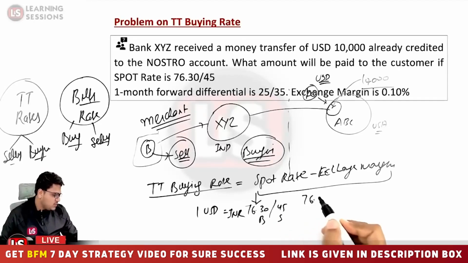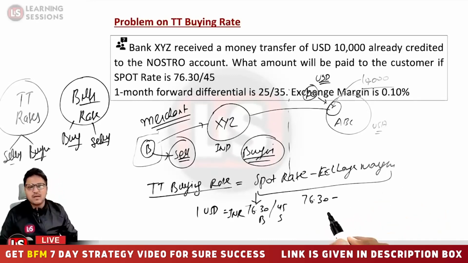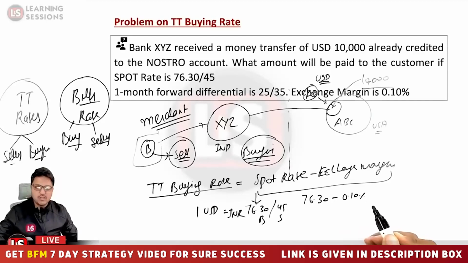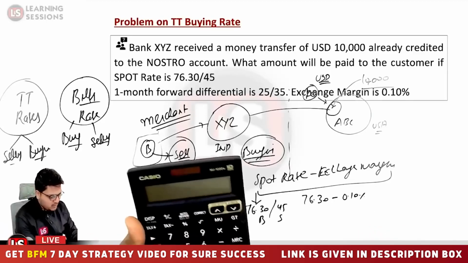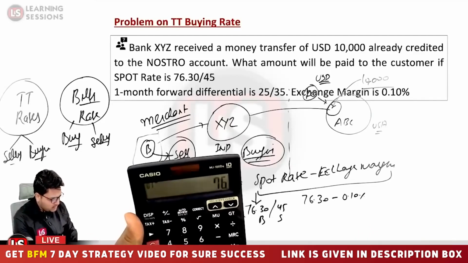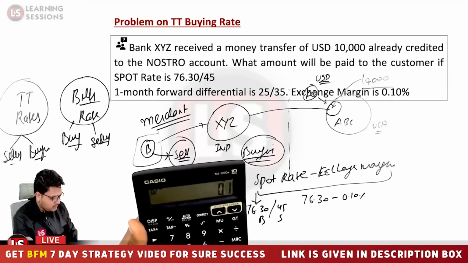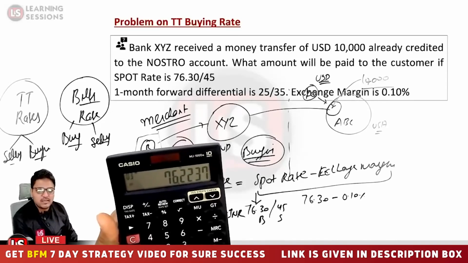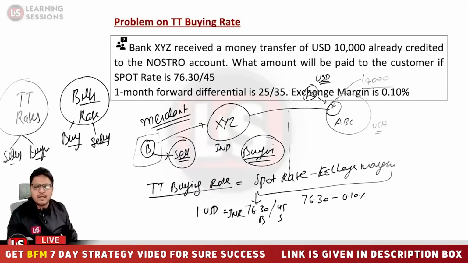So 76.30 minus the exchange margin. Now the exchange margin is 0.10%. So it will be equal to 76.30 minus 0.1%, and that is equal to 76.2237. Now what amount is to be credited?